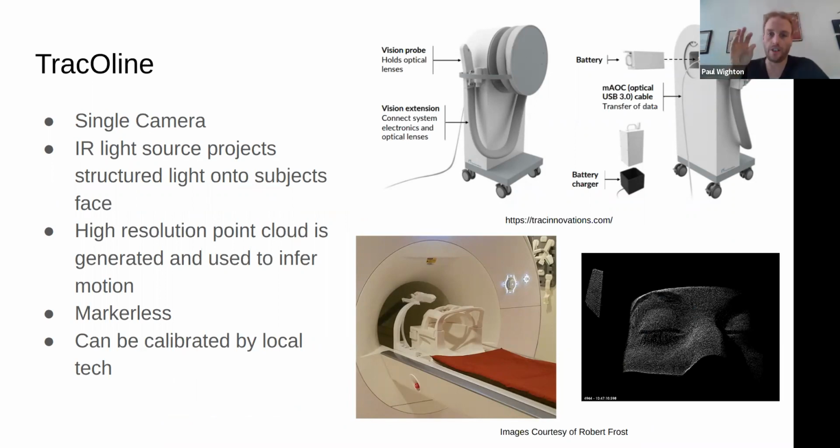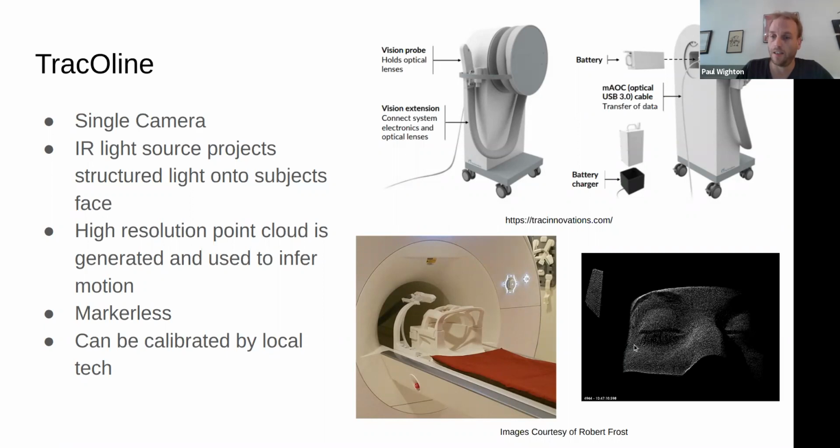And here, infrared structured light is shone onto the subject's face. They can't see it, but that allows for these high resolution point clouds that you see here to be generated. And then once you have one of those, you can use those to register to the reference point cloud, much like you would register to the reference image, and infer motion that way.